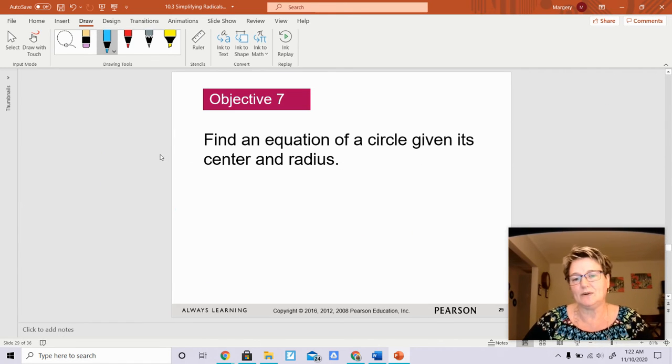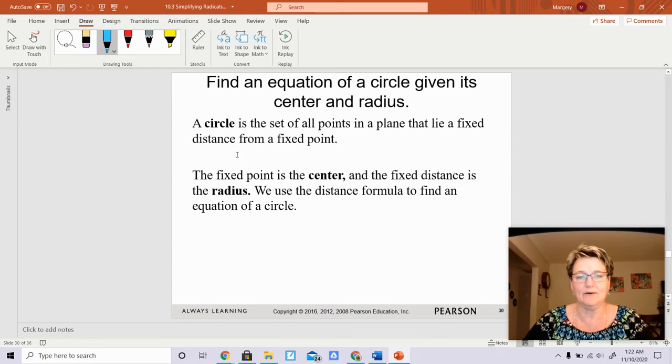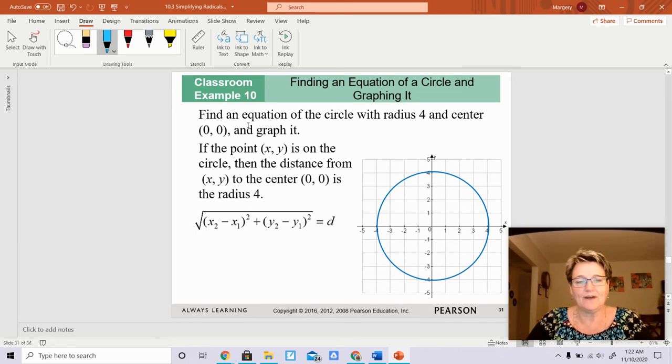Next one, find an equation of a circle given its center and its radius. So here we go. A circle is a circle. It has a center and it has a radius, which is the same distance all the way around it. A diameter goes completely through it. It's 2 radiuses. And here we go. So find the equation of a circle with a radius of 4 and a center of 0, 0.